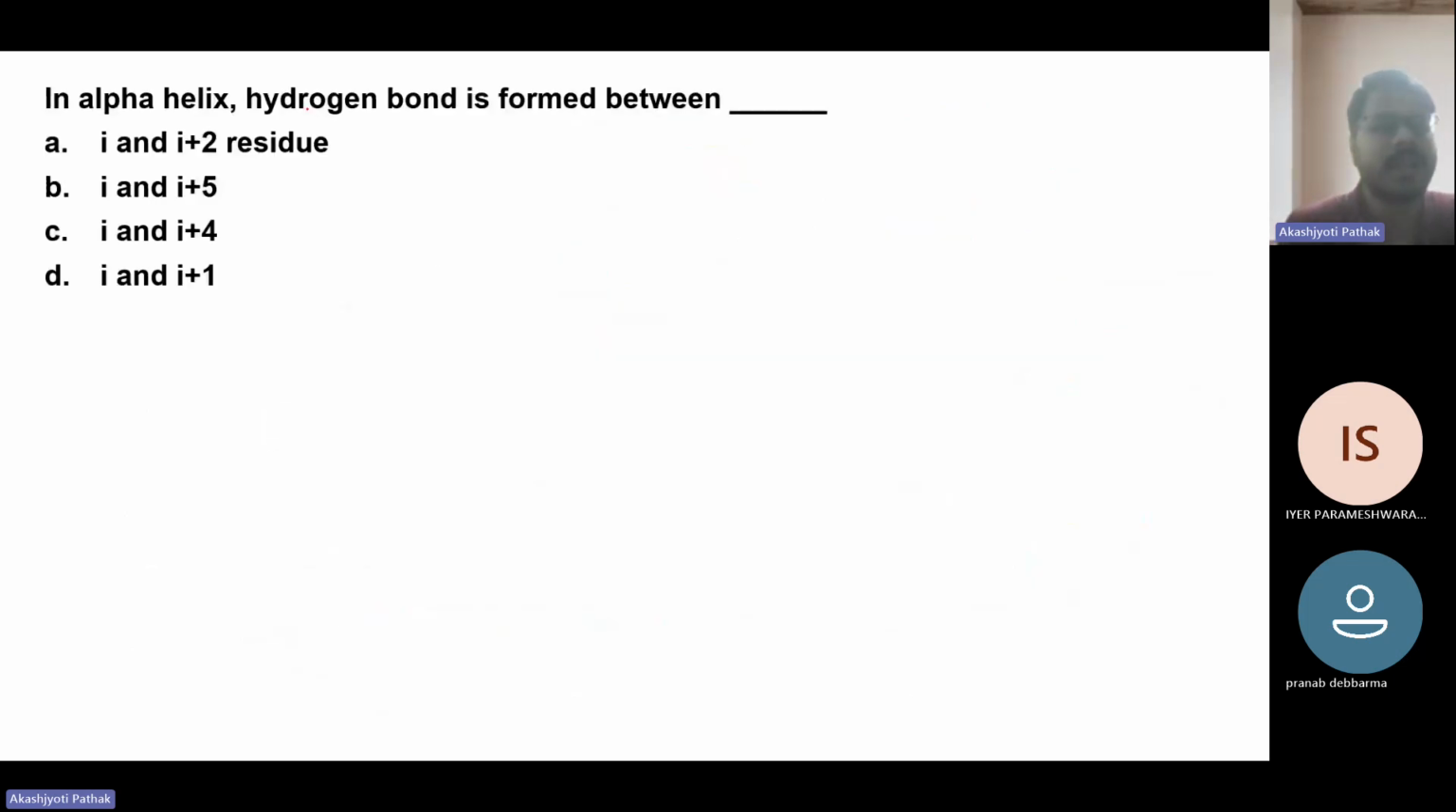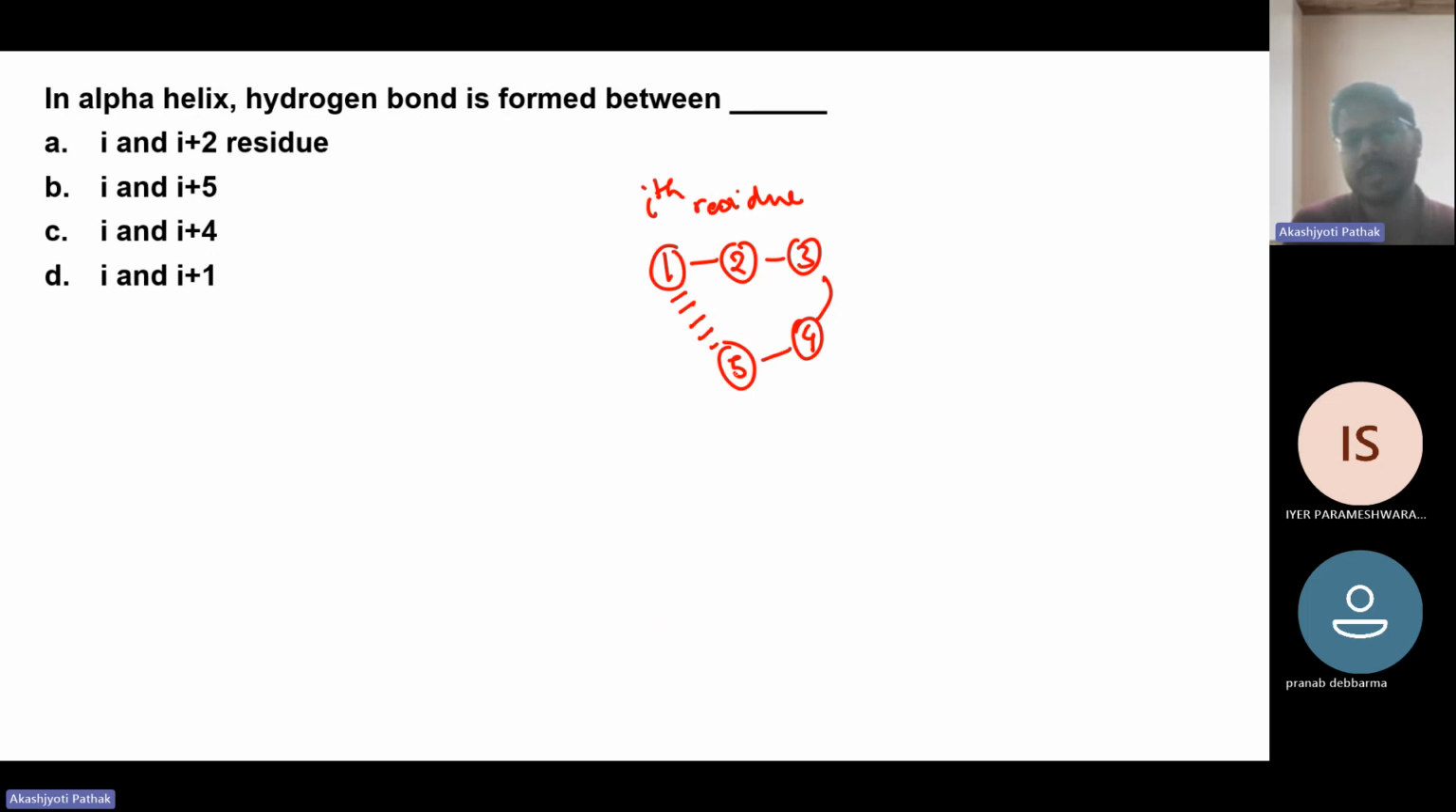Okay, so now answer this question. In alpha helix, hydrogen bond is formed between the dash and dash residue. Just now we discussed that a hydrogen bond is formed between the ith residue and the I plus fourth residue. Means if this is the first amino acid, the first amino acid residue will form a hydrogen bond with the fifth amino acid residue. Similarly, the fifth amino acid residue will form a hydrogen bond with the ninth amino acid residue. In this way, the hydrogen bonds are formed.